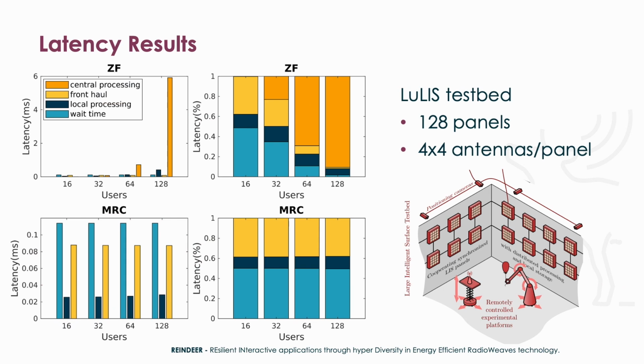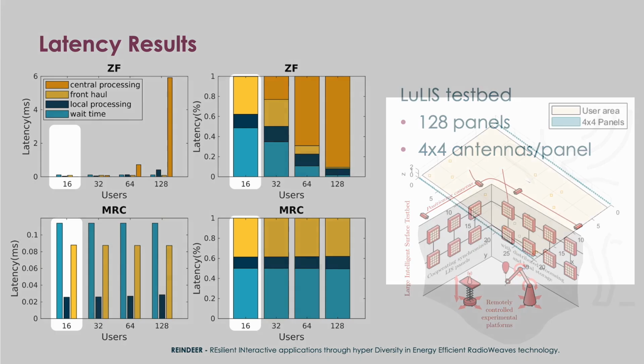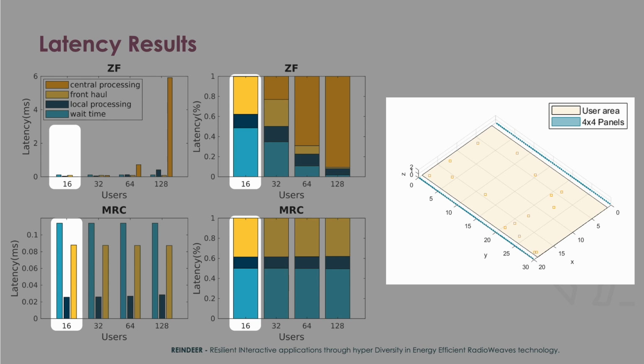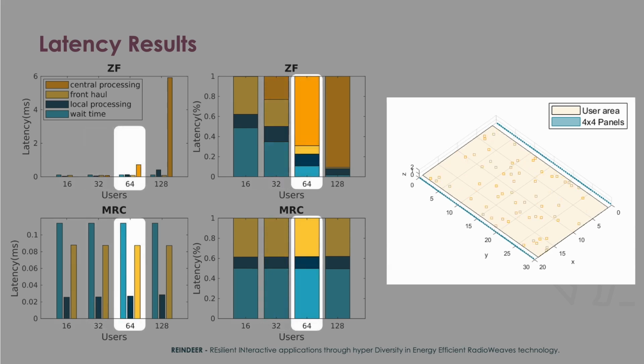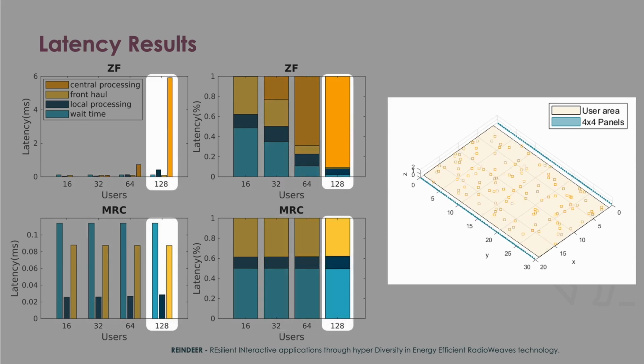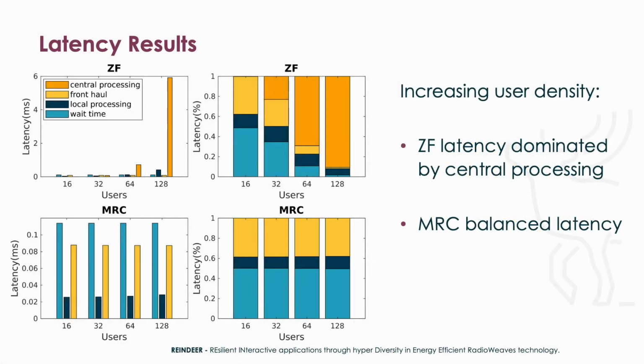Here we can see the latency results for the Lulis testbed, assuming a system with 128 square panels, each containing 16 antennas. For a small user density, the latency for zero forcing and maximum ratio combining is similarly distributed, with a substantial amount of latency associated to waiting for the next transmission, a small part of the time dedicated to the local processing at the modules, and a considerable time spent in sharing and aggregating the data throughout the daisy chain fronthaul. As the user density increases, the zero forcing latency gets dominated by the central processing required to perform the matrix inversion, while the maximum ratio combining doesn't suffer substantial changes.